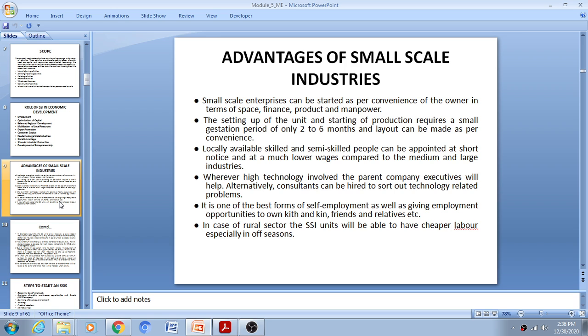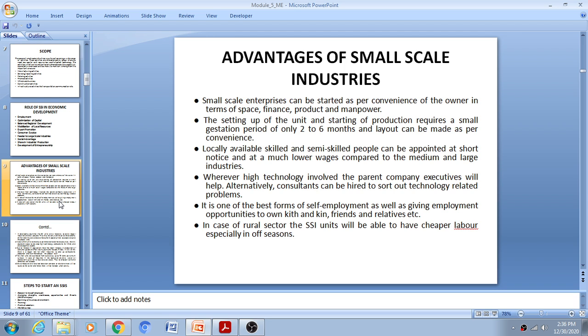The next one is the setting up of the unit and starting of production requires a small gestation period of only 2 to 6 months, and the layout can be made as per convenience. Gestation period is nothing but a period to realize your investment.